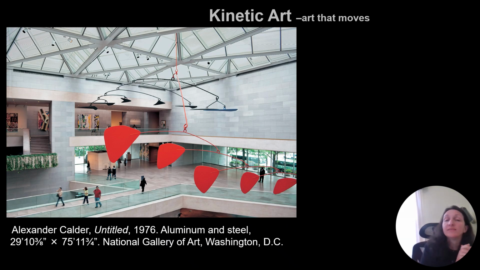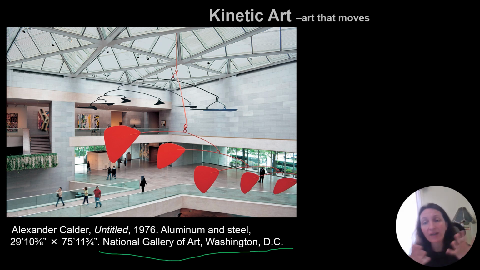All right. Next is kinetic art. So this is art that actually moves. This is Alexander Calder's artwork. This is in the National Gallery of Art in Washington, D.C., so not that far away. Hopefully, maybe some of you have been there. That would be awesome if you had seen this.